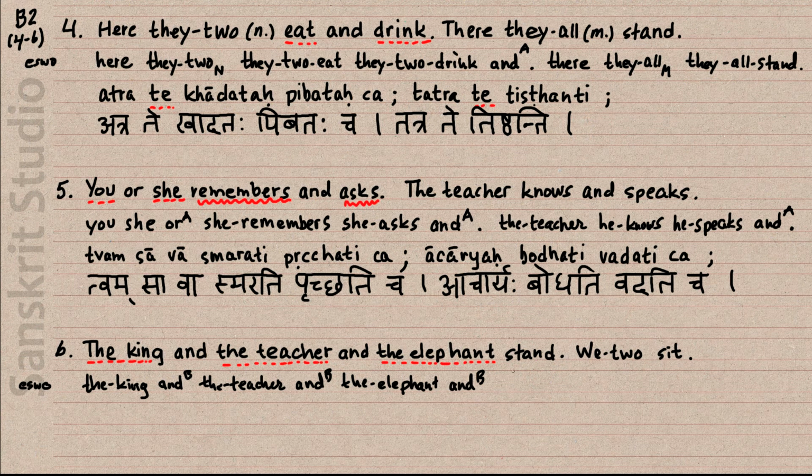And then what are they doing? Well, they are standing, but who are they? Well, they are 1 king and 1 teacher and 1 elephant, so that's 3. And they are all in third person, right? Yes, so it's plural. They all stand.